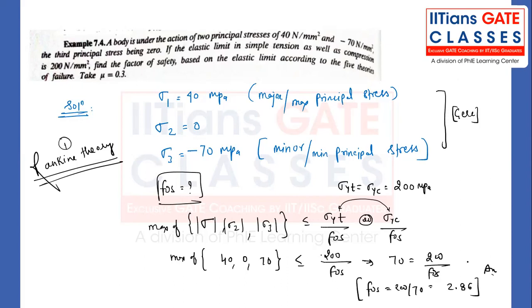If I had not told you this particular statement, you might be putting the value 40, that is 40 equal to 200 divided by factor of safety, and the factor of safety would be 5. That is a blunder in GATE examinations. That is wrong. Make a note of it. Very, very important.